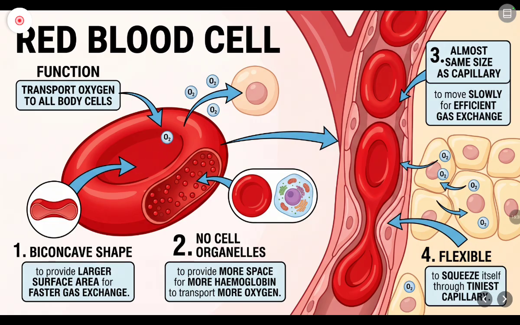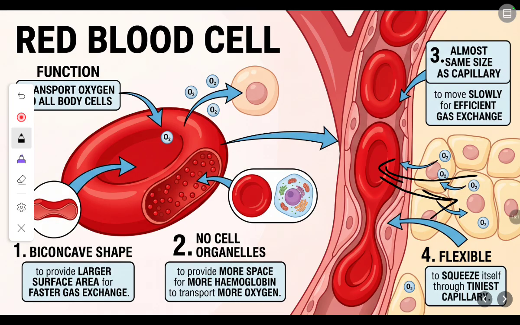Now for the third one, the red blood cell has almost the same size as a capillary, so that it can flow and squeeze in the blood capillaries very easily and much more effectively. And the reason it has almost the same size as a capillary is that it can move slowly for efficient gas exchange. So basically, as you can see in this drawing, the red blood cell is moving oxygen out of there and carbon dioxide is entering. So the red blood cell is moving in the blood capillaries, moving out its oxygen content to the tissues and cells nearby.